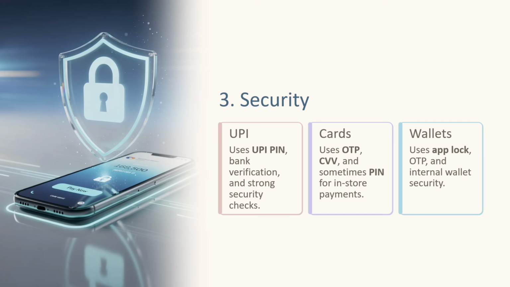Third comparison is security. UPI uses UPI PIN, bank verification, and strong security checks. Cards use OTP, CVV, and sometimes PIN for in-store payments. Wallets use app lock, OTP, and internal wallet security.